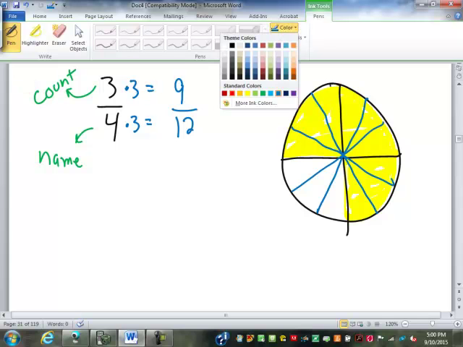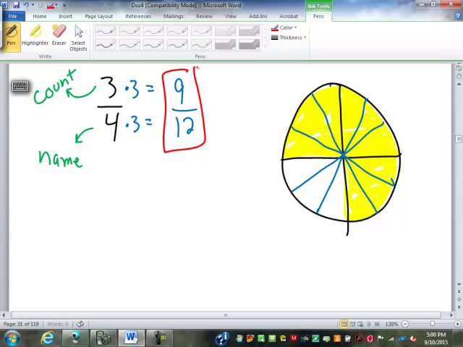So now what we have is 9 twelfths. Do we have any more or less than we did before? No. 3/4 and 9 twelfths have exactly the same value. They just look different. Why is that? Well, what we did here, we multiplied by 3/3. The bottom 3 says it takes 3 pieces to make a whole object.